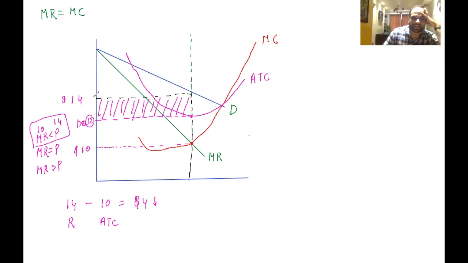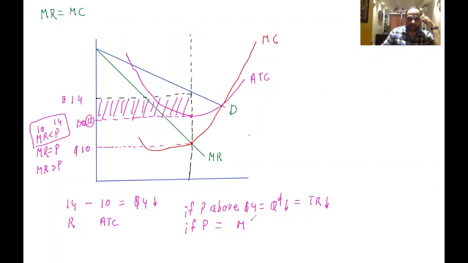You cannot increase the price. If you bring it to 16, quantity demanded will reduce. I repeat, if price is above 14, then quantity demanded reduces. As a result, total revenue reduces. If price equals MR, then we have a loss. If price becomes 14 and cost is 12, we're going to have a loss.